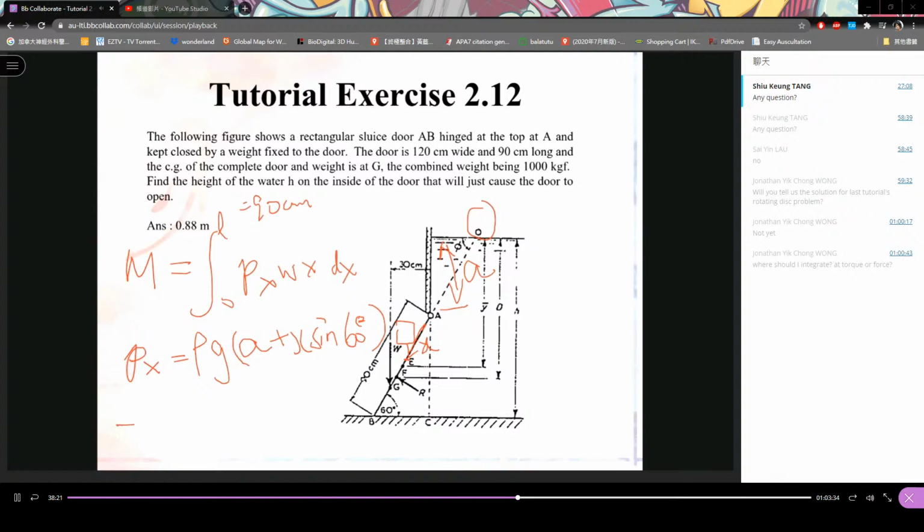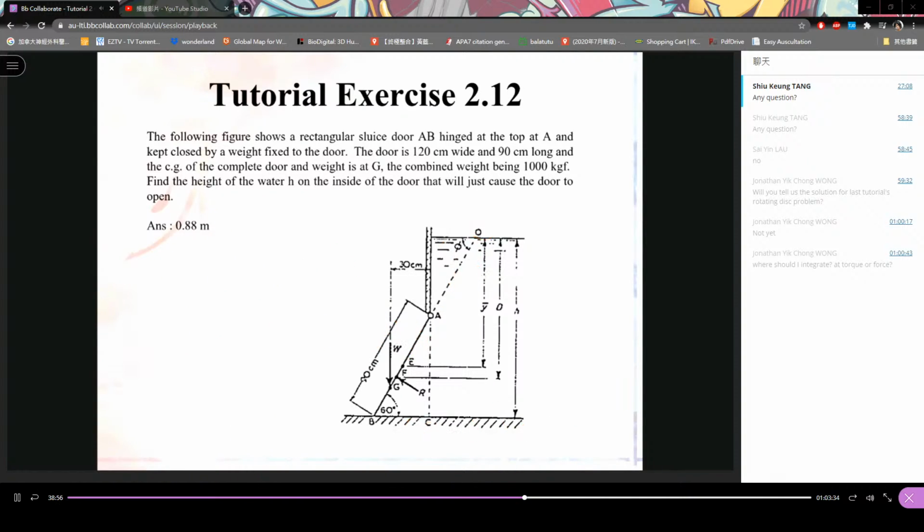So you have M equals the integral of rho g (A plus x sine 60 degrees) times x times W dx. Now, everything is known; A is unknown. When you do the integration, the only unknown is A. This is the clockwise moment, and this is the anti-clockwise moment.